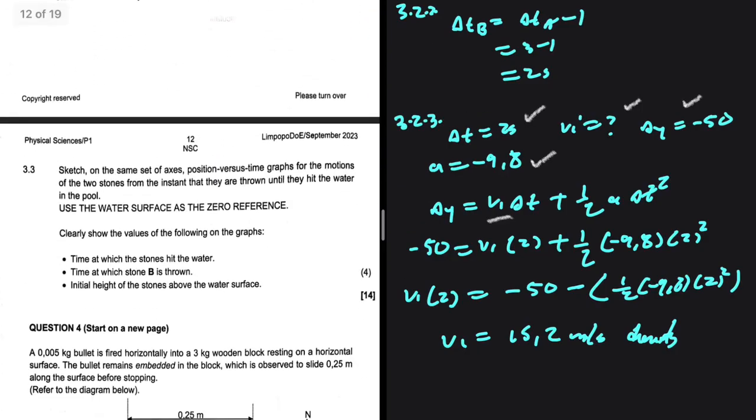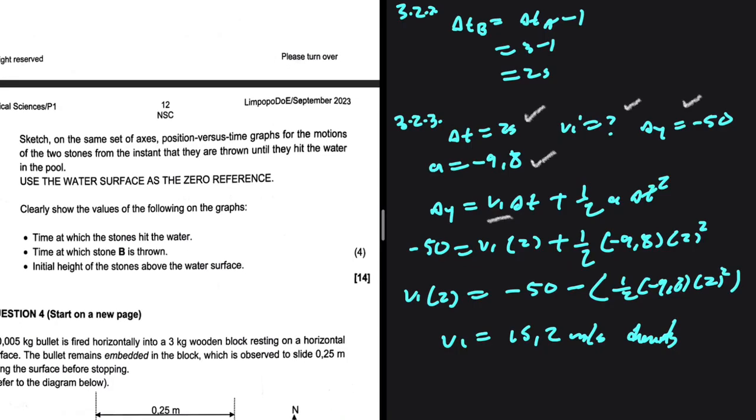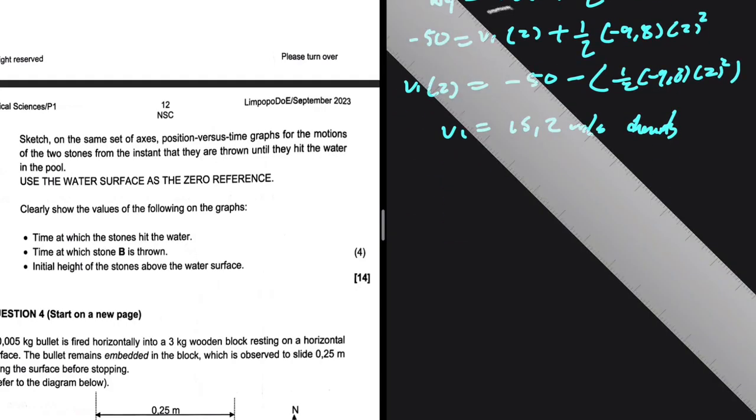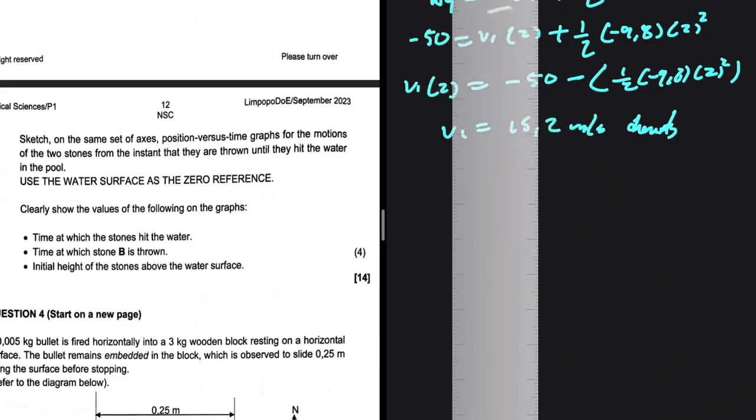Let's carry on. The last question, 3.3, sketch on the same set of axes, position versus time graphs for the motions of the two stones from the instant that they are thrown until they hit the water in the pool. Use the water surface as the zero reference. Clearly show the values of the following on the graphs: time at which the stones hit the water, time at which stone B is thrown, initial height of the stones above the water surface. Right, let's go ahead and see how that is going to look.